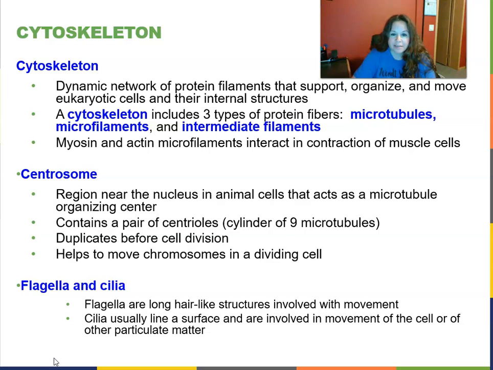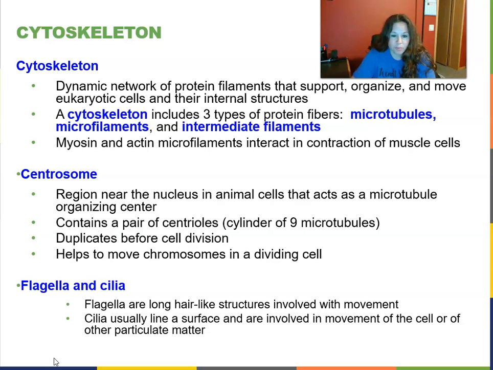So the cytoskeleton is basically a dynamic network of protein filaments. Dynamic means it's ever changing. They support and organize and move the cell and the internal structures. There's three main types of protein fibers: the microtubules, microfilaments, and intermediate filaments, and those basically differ by size. They do have in common that they're made out of these contractile microfilaments. It's the same microfilaments that make up your very own muscle cells, myosin and actin. Those are both two types of proteins that are contractile.